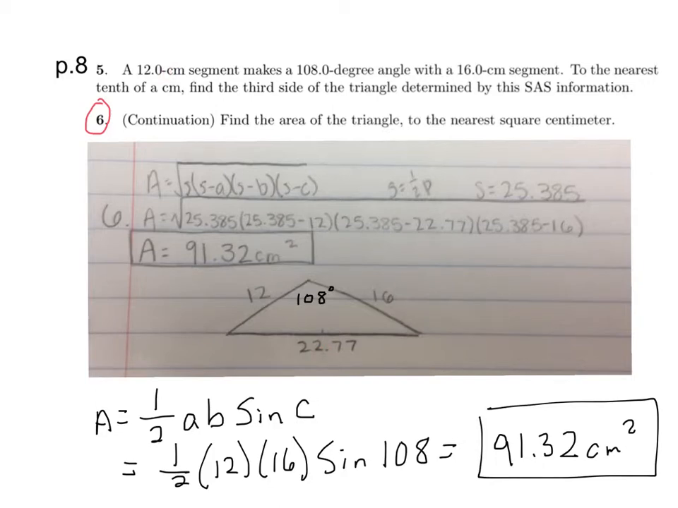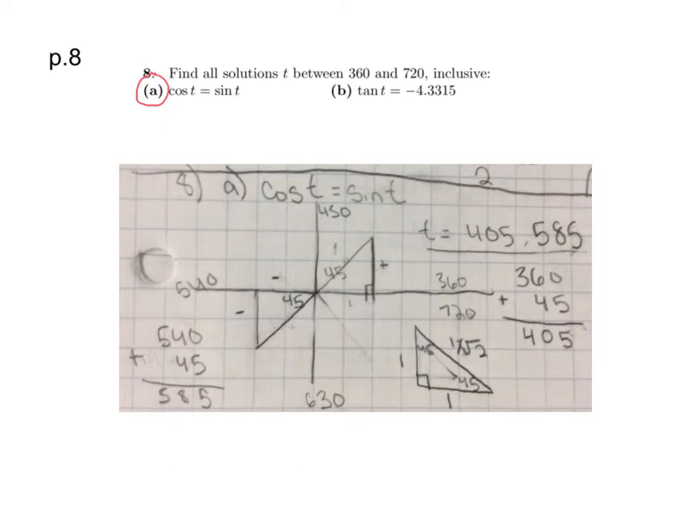Either way will work. So in order to find t for cosine t equals sine t, you have to find the degree where cosine and sine will be equal. So I found that would be 45 degrees, because if you look at a special right triangle, you can see that if you do adjacent over hypotenuse or opposite over hypotenuse, you will get 1 over root 2.